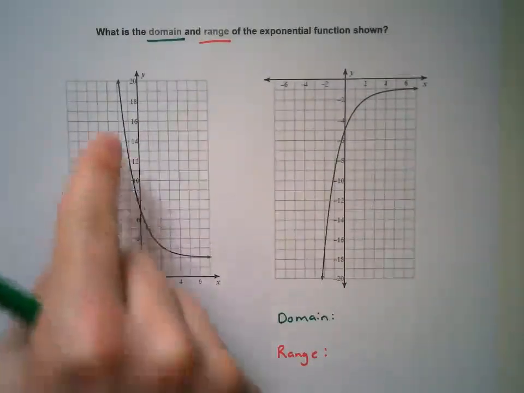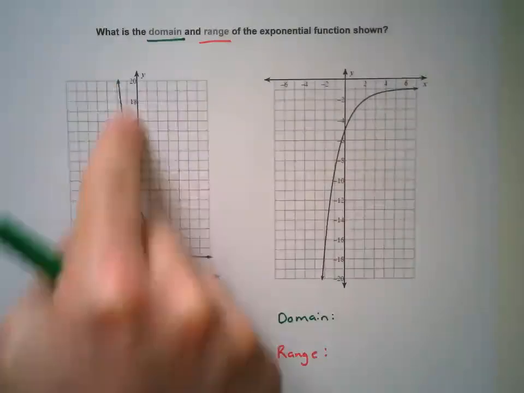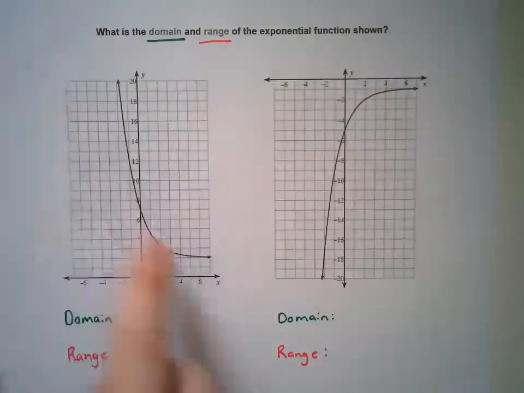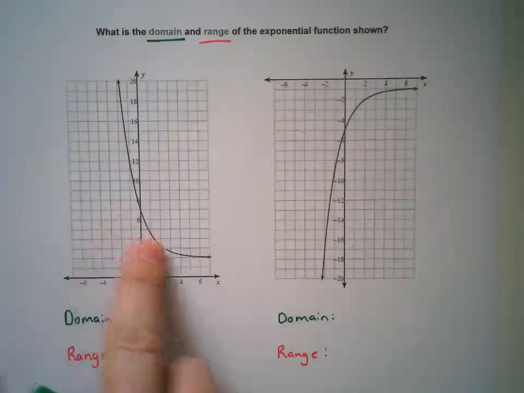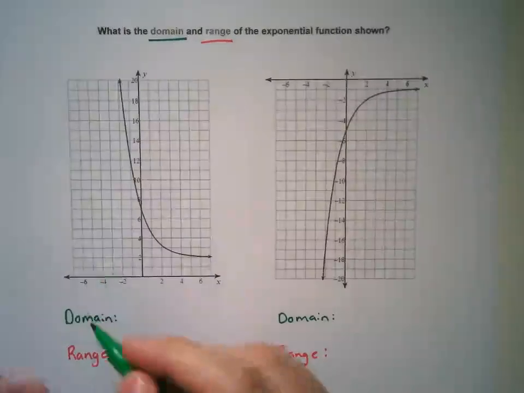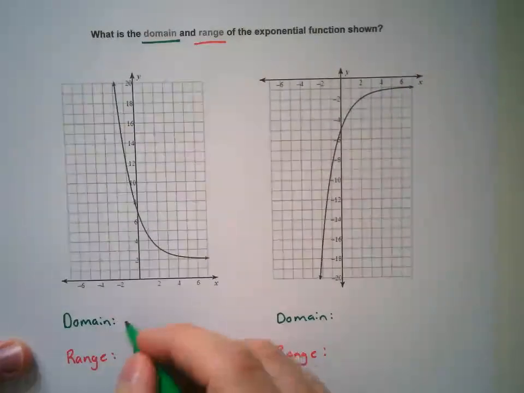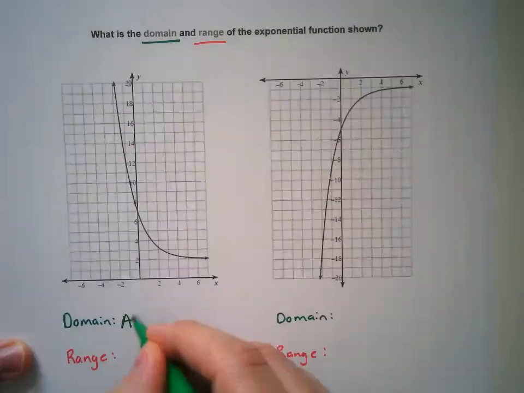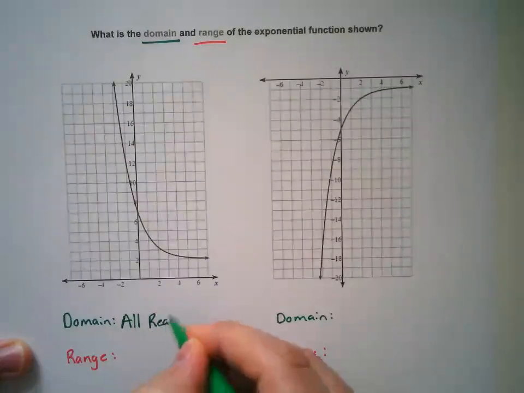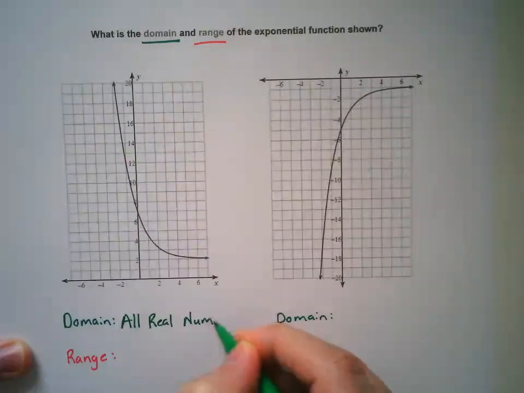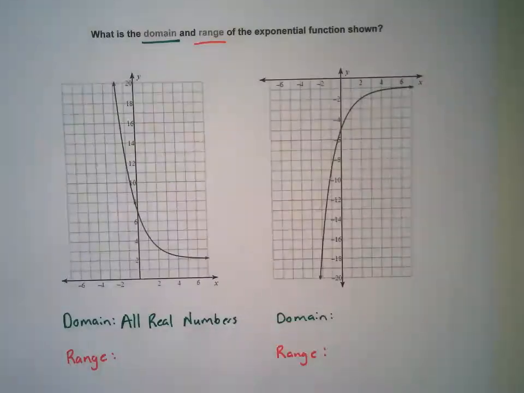And notice this graph will go left forever. It is going up, but it's going left. How far right does the graph go? Well, it goes right forever. So the domain will always be all real numbers. Always. That never changes with exponentials. It's always going to be all real numbers. Unless there's a hole, you'll talk about that in Algebra 2.